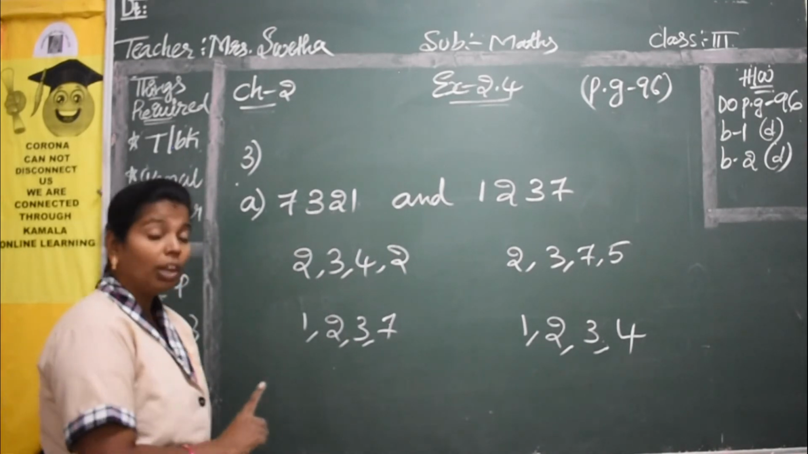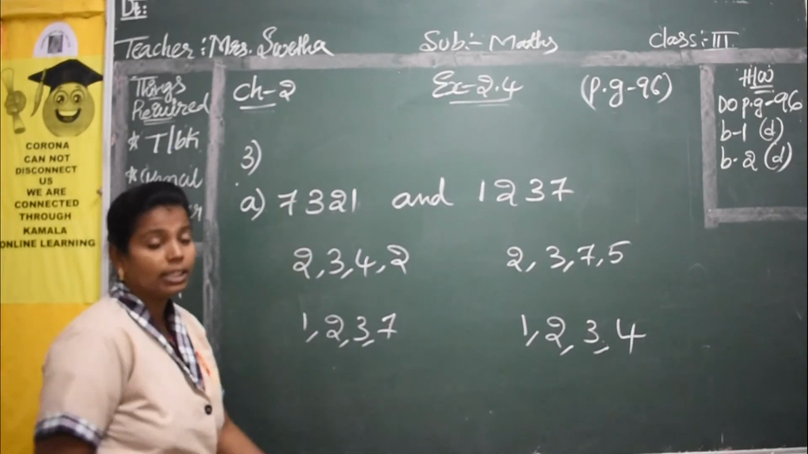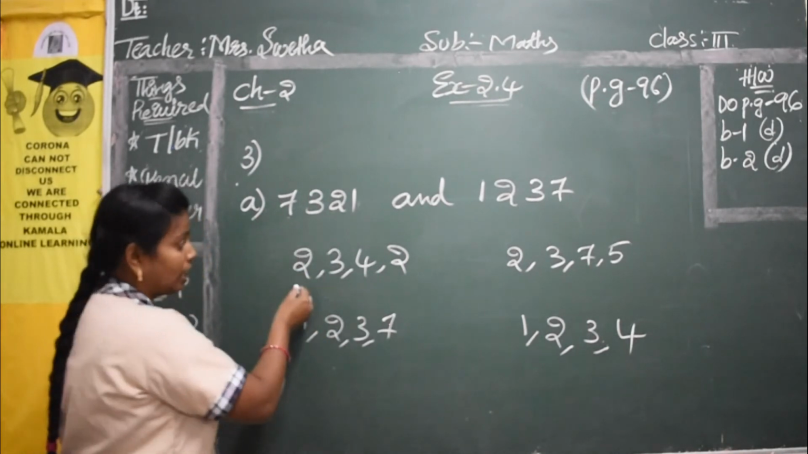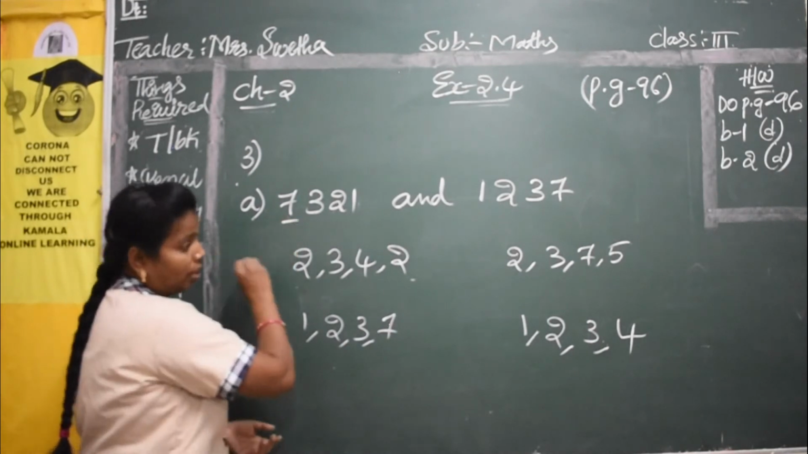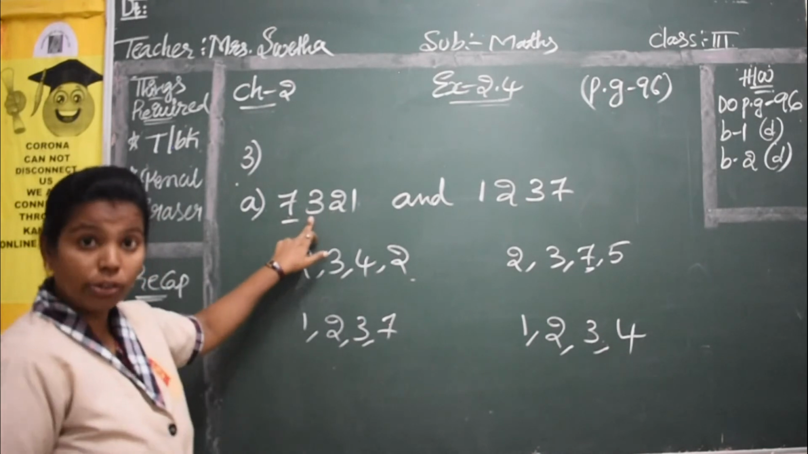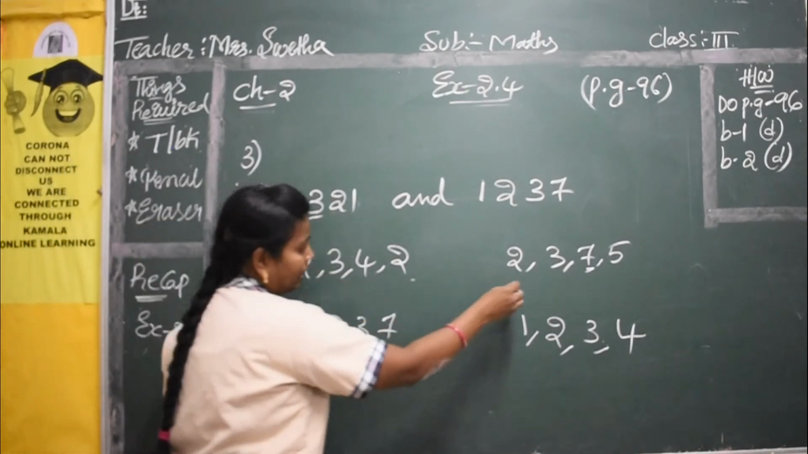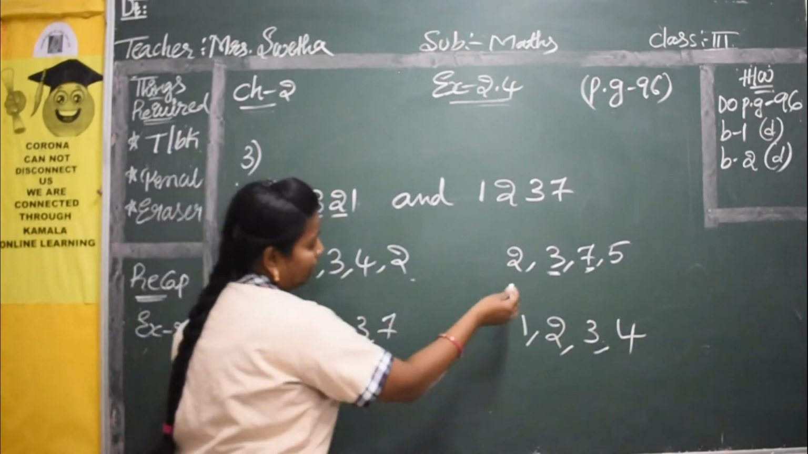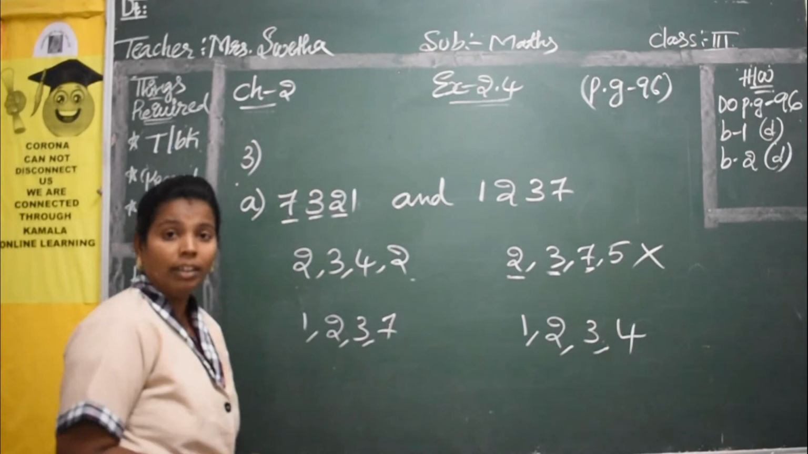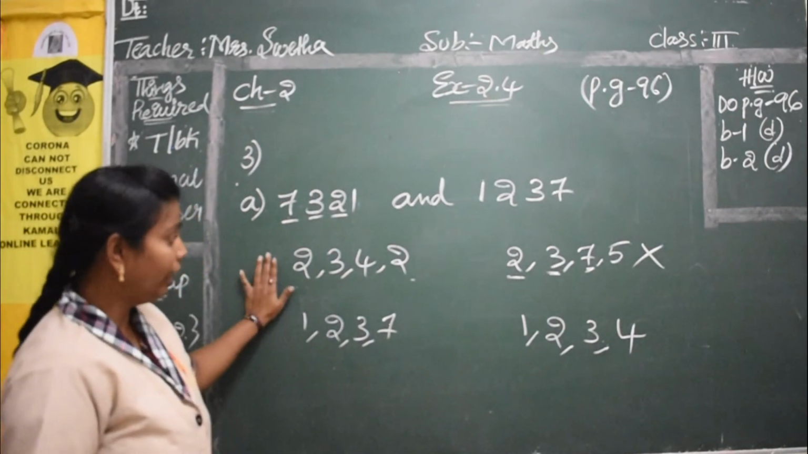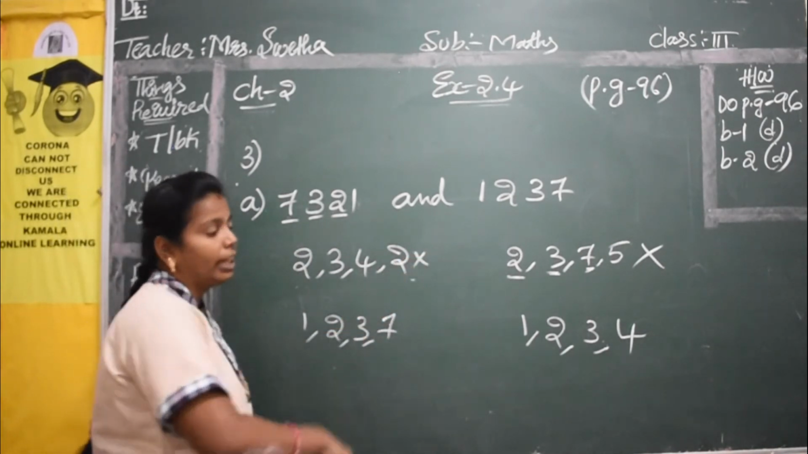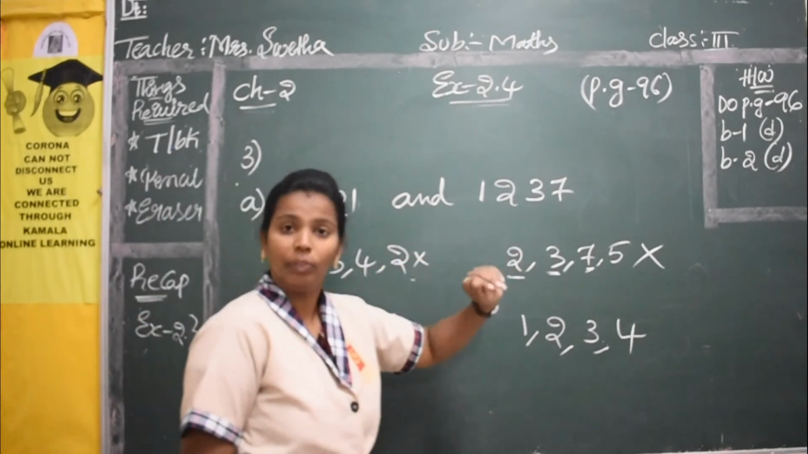Okay, so now you have to check each and every number in each set so that you can find the correct one. See, 7, in which set do you have it? In this set 7 is not there. Yes, in this one 7 is there. Okay, so we will see whether the other numbers are also there. 3, yes, 3 is there. 2, yes, 2 is there. 1, no, 1 is not there. So this is not the correct set. Here we did not get 7 in this set, so this is not the answer. So the first one is rejected, the second one is also rejected.